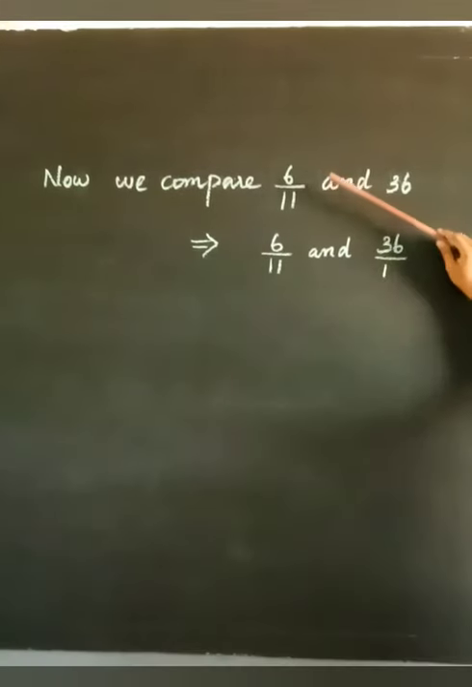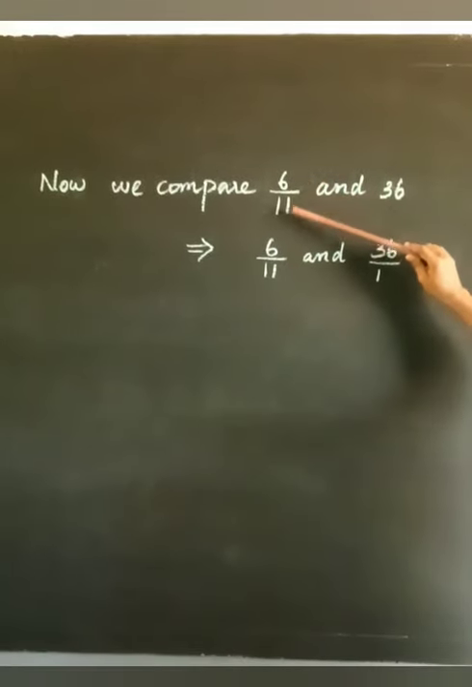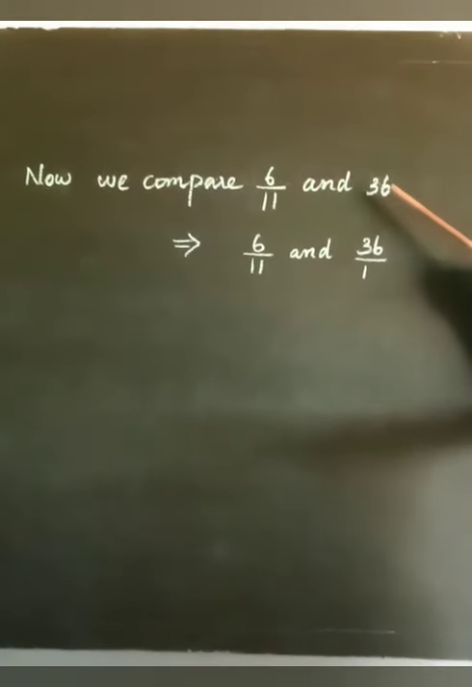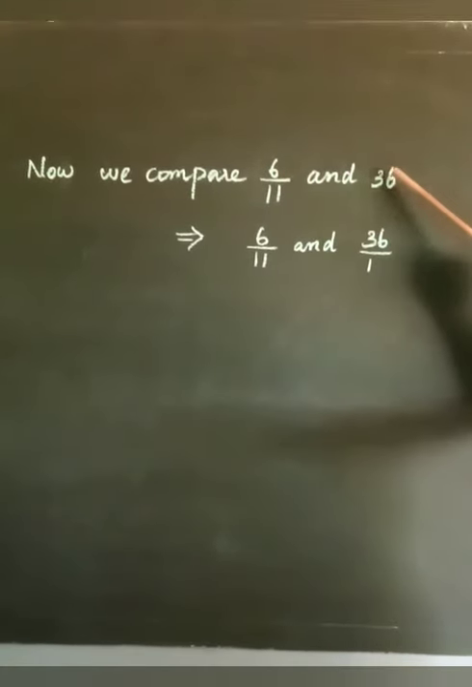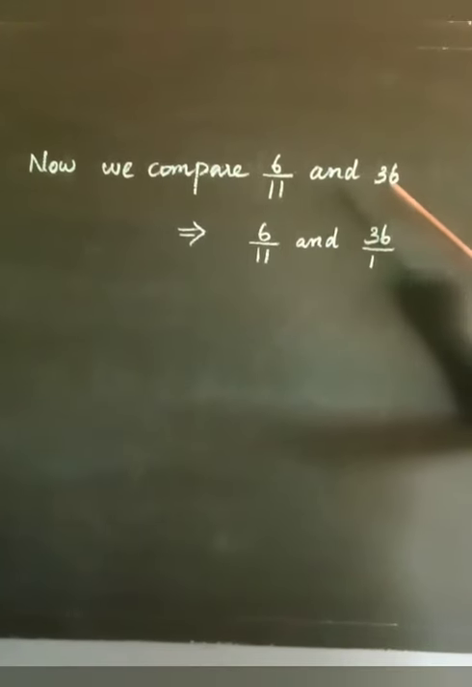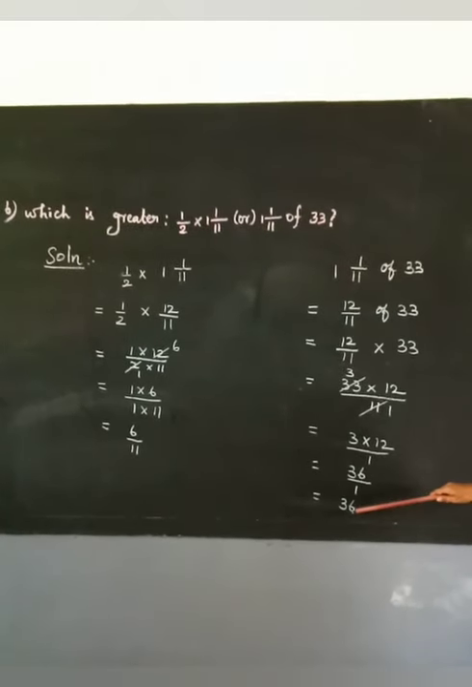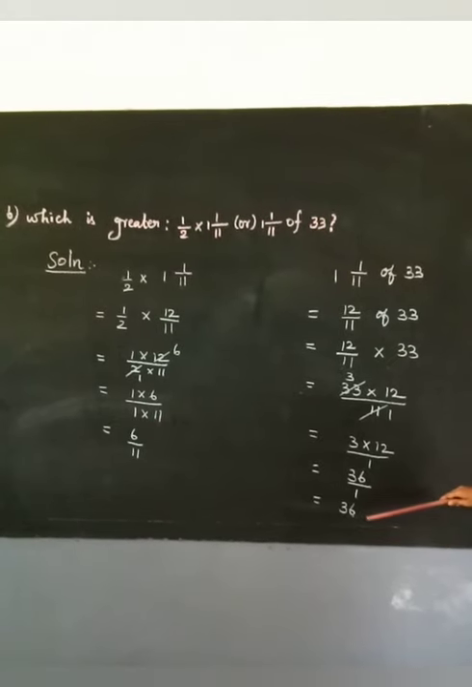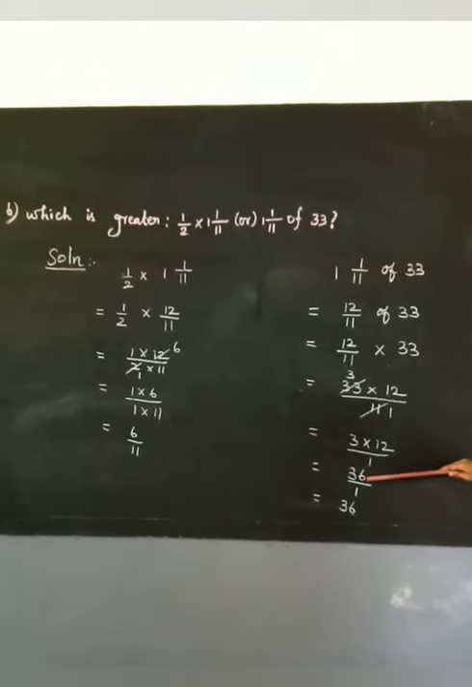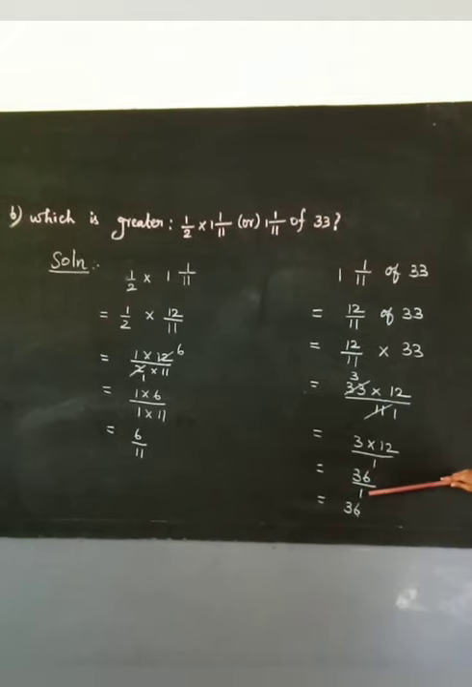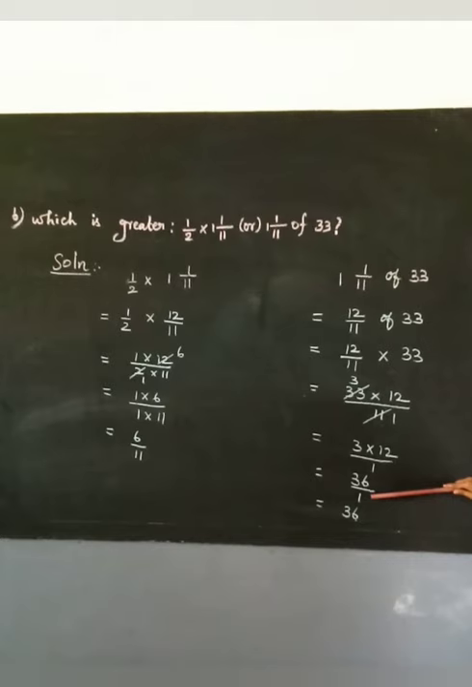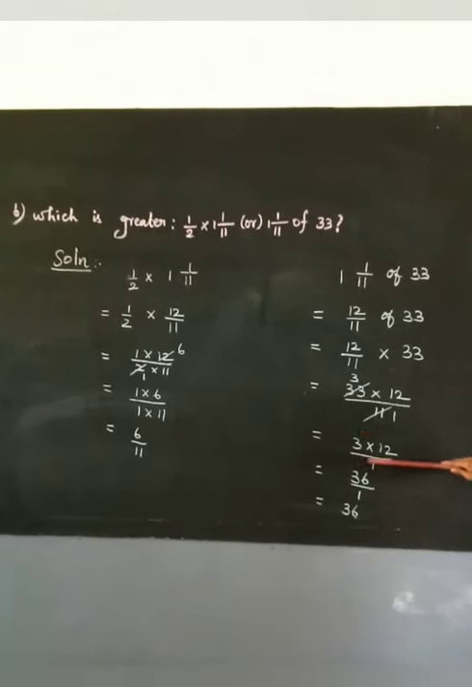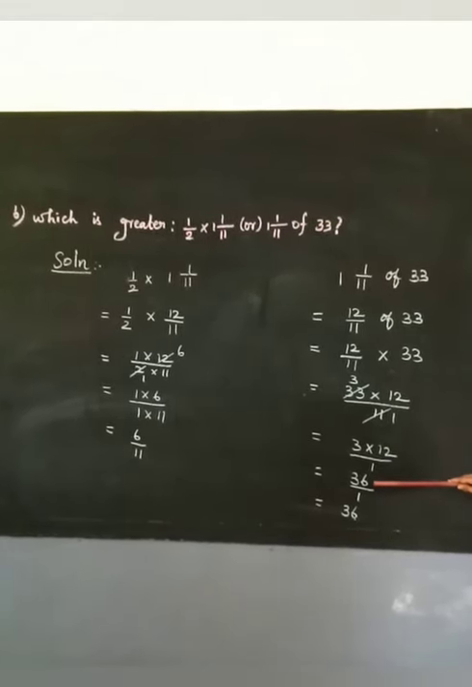Now we compare and get the answers. First one is 6 by 11 and second one product we get the answer is 36. See this first one is the fraction form. Second one product we get the answer is whole number. In this whole number, see the previous steps. 36 divided by 11 is also the fraction form, isn't it? So we have to take 36 by 1. Why we have to take this one? Because we have to compare the both fraction. Which one is the greatest? That is your question.